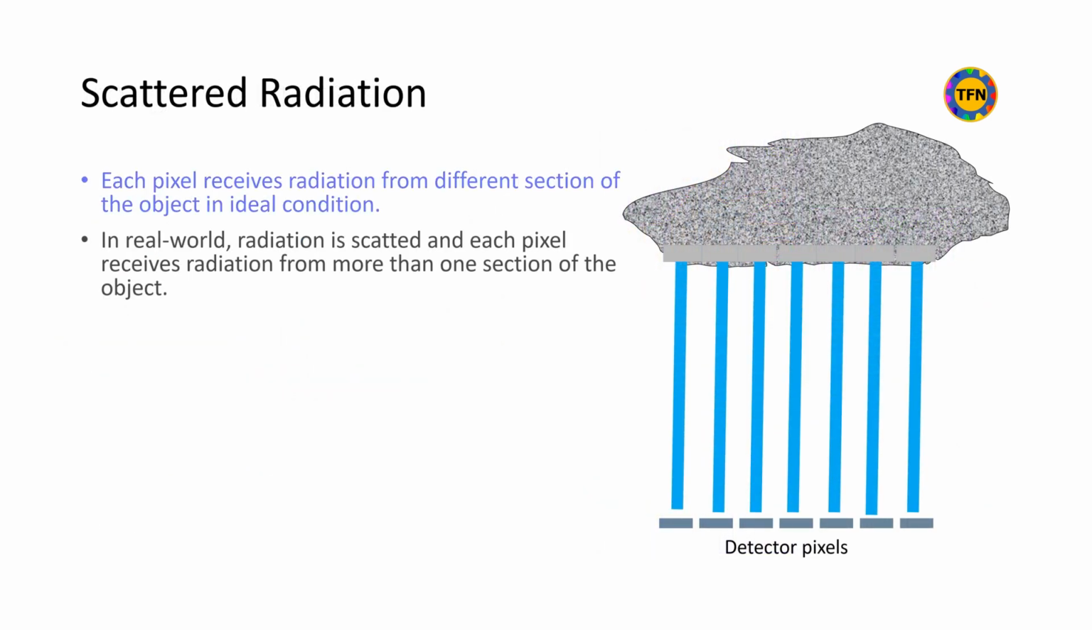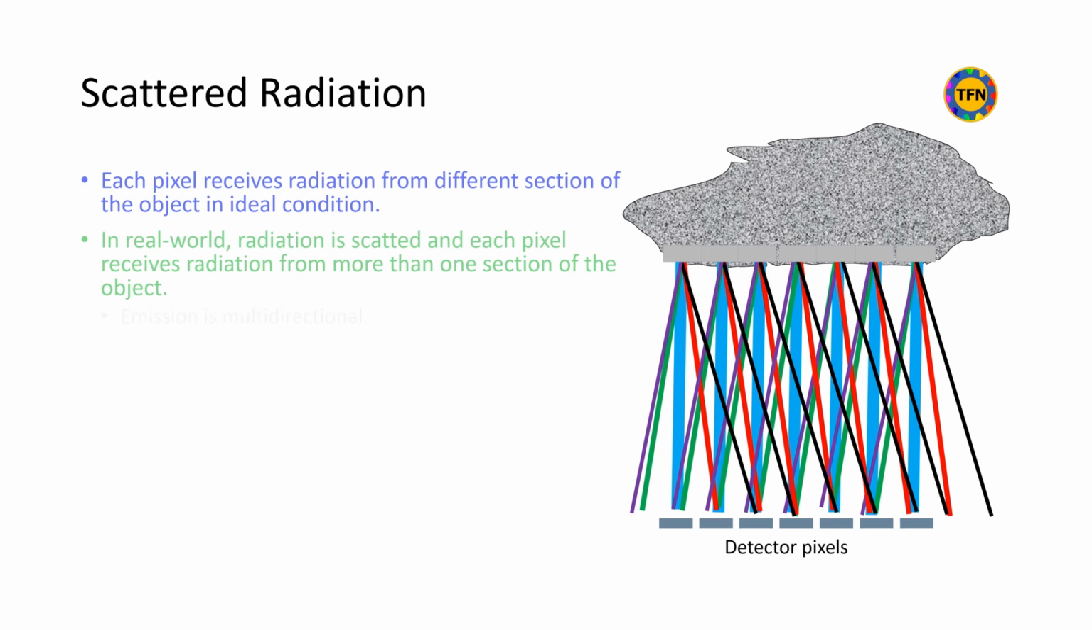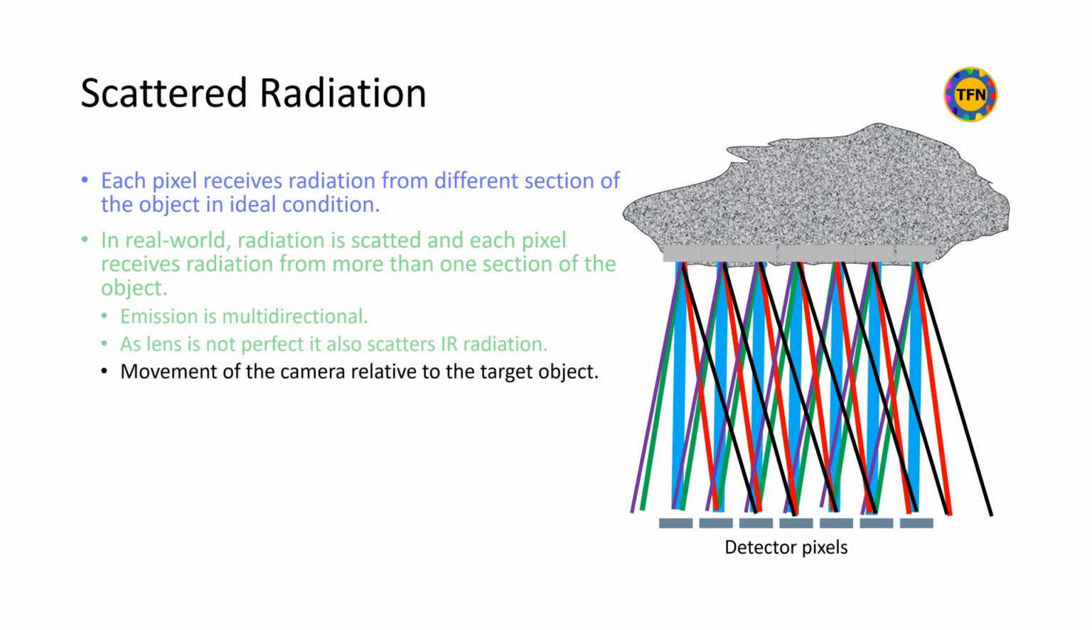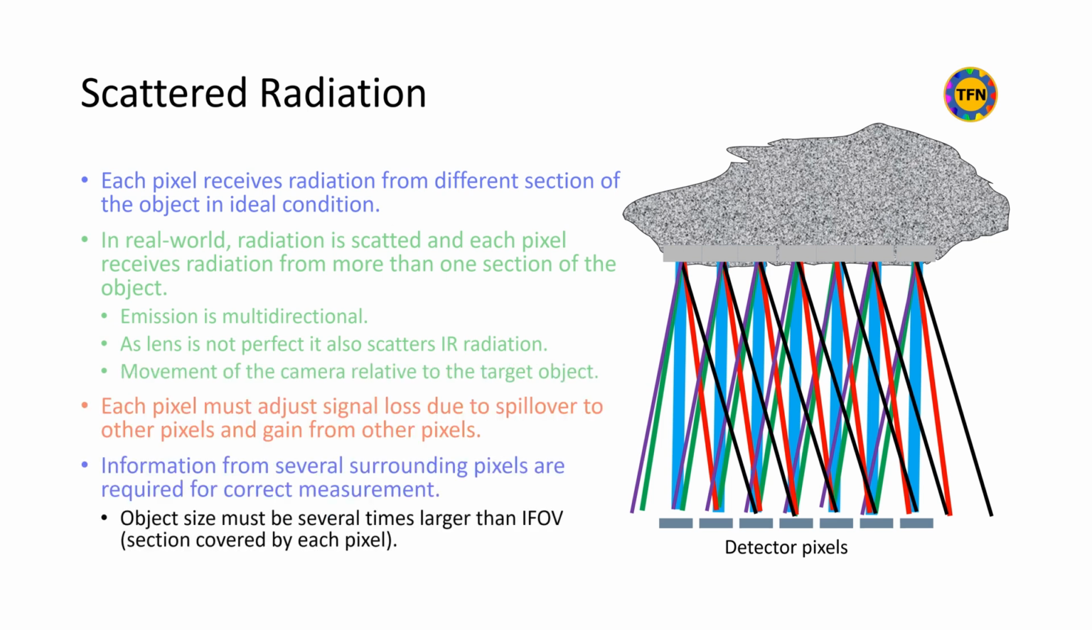Infrared radiation received by each pixel of the detector is from different sections of the object due to scattering nature of the radiation and diffraction from the lens. Therefore, each pixel must adjust signal loss due to spillover to other pixels and gain from other pixels, which requires information from surrounding pixels. It is possible only if object size is several times larger than IFOV or section covered by each pixel. It is the reason spot meter size of thermography cameras usually consists of several pixels, though the value measured and displayed is for a single pixel.